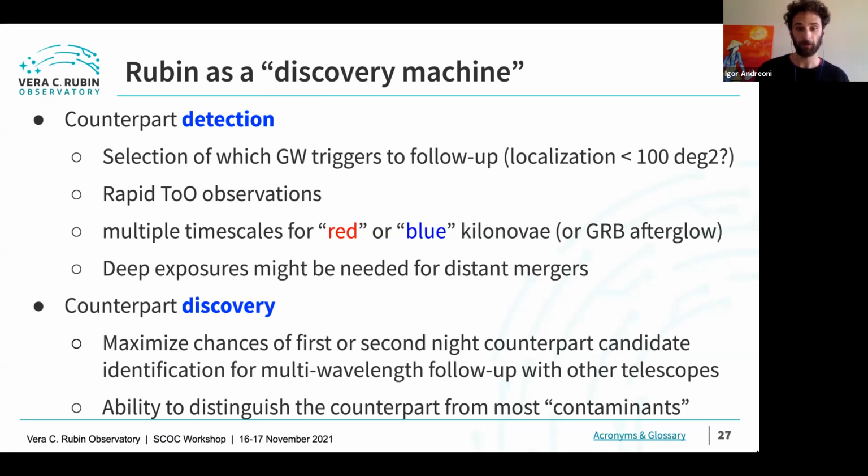So first of all, we want to maximize early discovery of a counterpart, early identification of a handful of possible candidates, because that will truly enable the multi-wavelength follow-up that will lead to the great science that we want to do, to make this revolutionary science happen. And very importantly, we have to be able to distinguish a few kilonova candidates, or counterpart candidates in general, from the very big number of contaminant sources. Next slide, please.